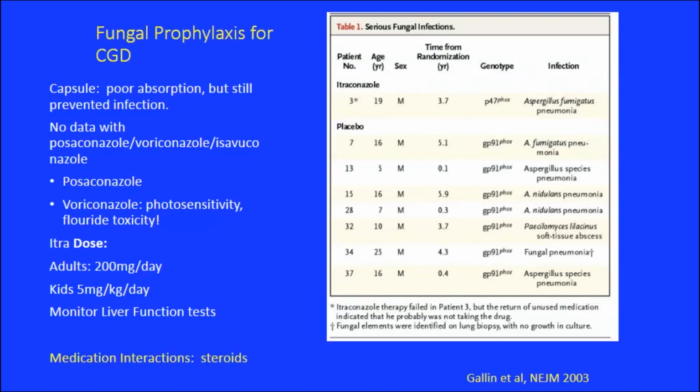Posaconazole is very well tolerated. Voriconazole, I'll show pictures of later, but can cause photosensitivity and fluoride toxicity. These can cause some liver issues, not commonly, but especially if you combine them with other medications or if you have underlying liver disease, they can cause some liver dysfunction. And these, like itraconazole, can interact with prednisone by decreasing its metabolism. So if you're on itraconazole and prednisone, it's possible that a prednisone dose of 5 milligrams may actually feel like 10 milligrams, for instance.